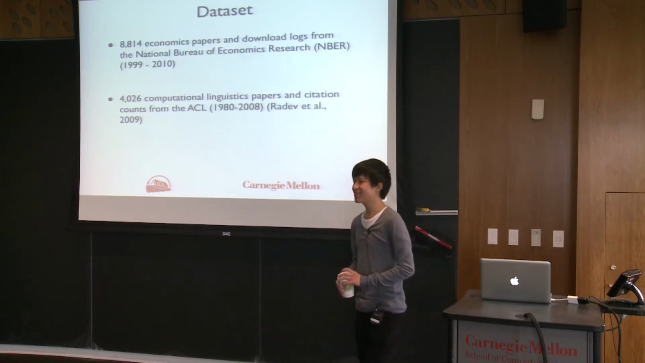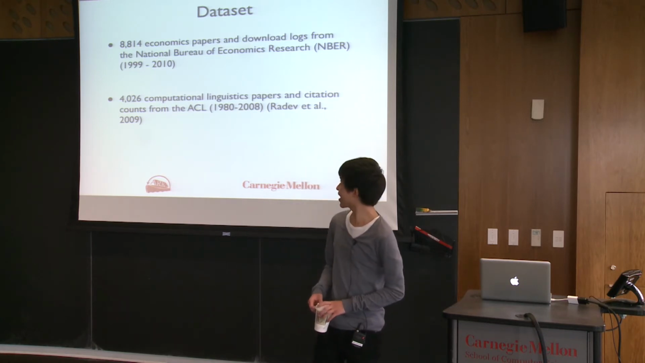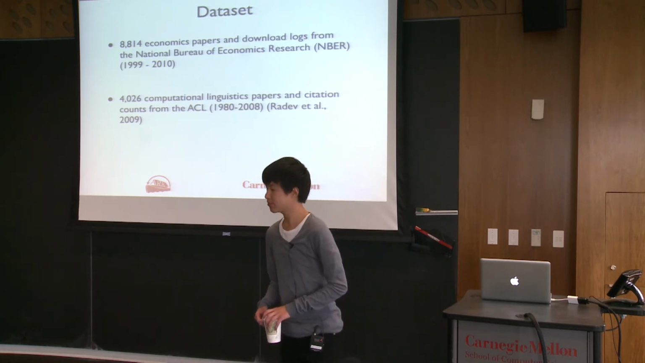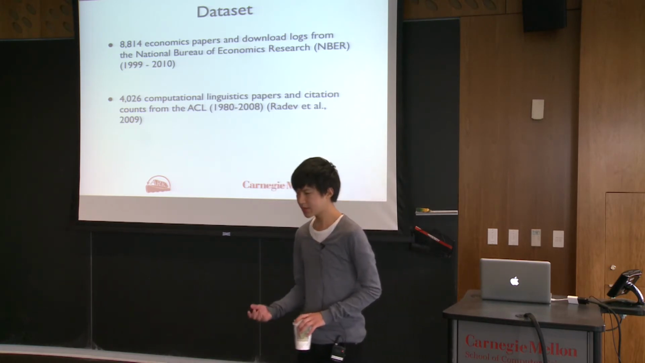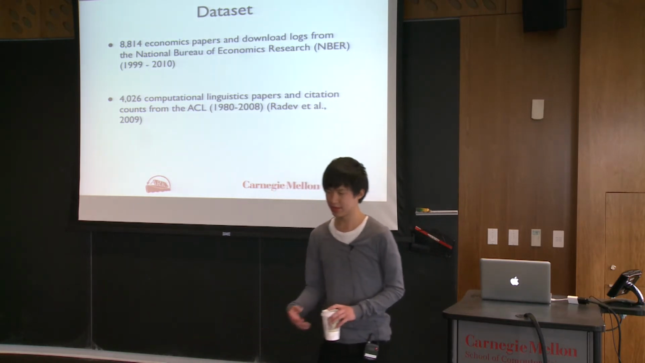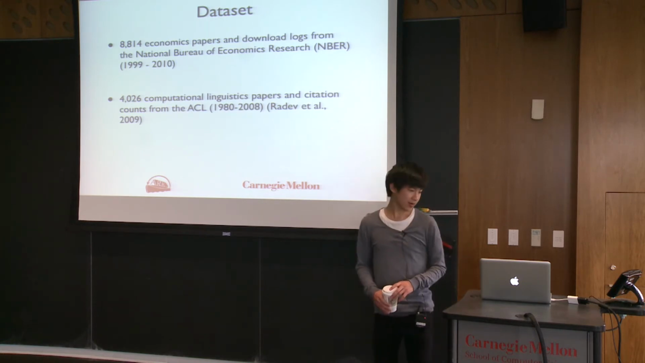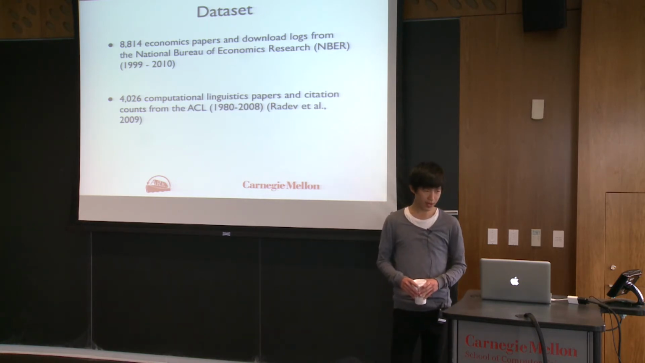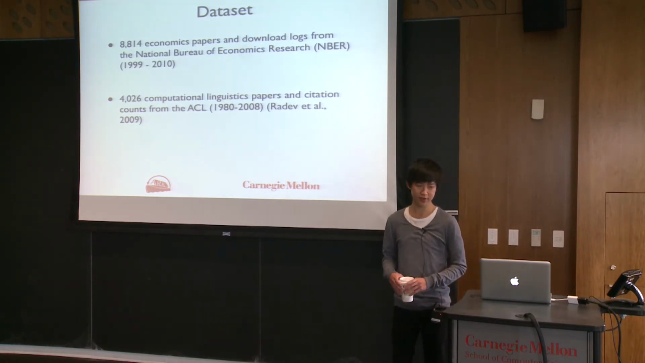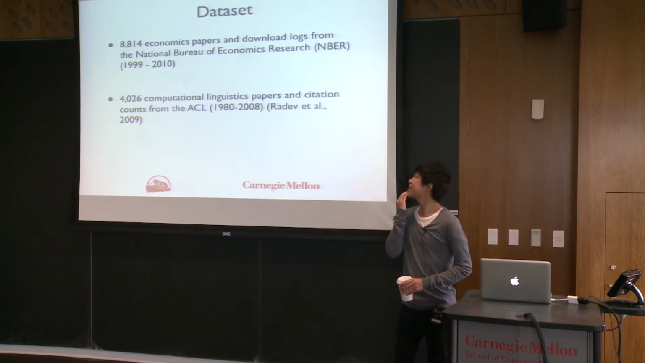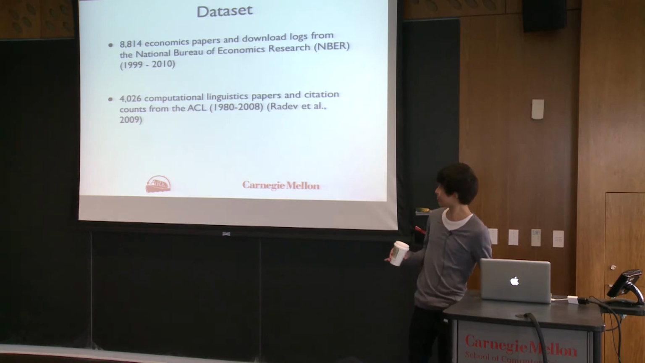So for this task, we have a couple of data sets. The first one is about 9,000 economics papers from the National Bureau of Economic Research. We have papers from 1999 until 2010, so that's about 11 years, and download logs. And the second data set we have is from the ACL corpus, so this is computational linguistics papers for about 28 years, but we're actually only using 26 years, until 2006. I need to fix that.